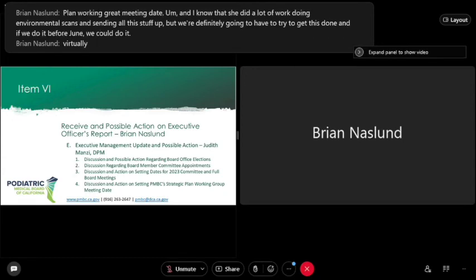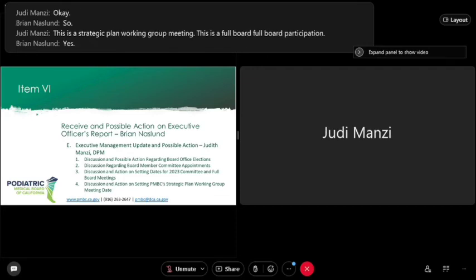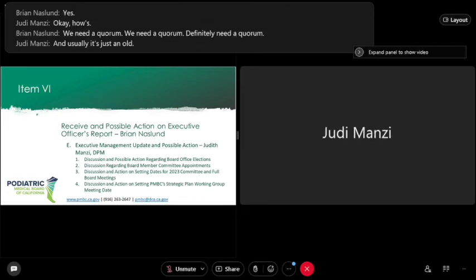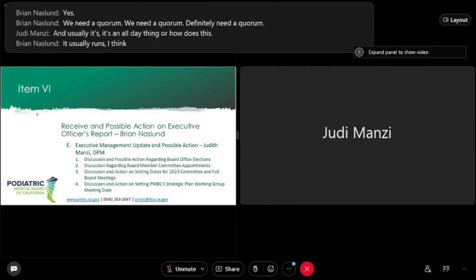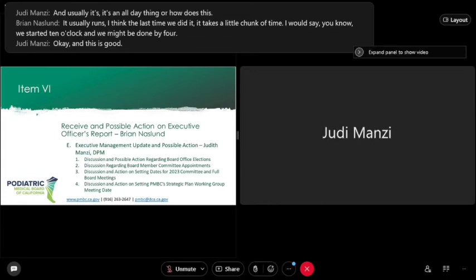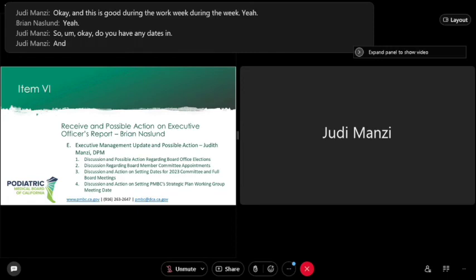Okay. So this is a strategic plan working group meeting. This is a full board action, full board participation? Yes. Okay. We need a quorum. Definitely need a quorum. And usually, is this an all-day thing, or how does this work? It usually takes a little chunk of time. I would say we start at 10 o'clock and we might be done by 4. Okay. And this is going to be during the work week? During the week, yeah. Okay. Do you have any dates in mind? Do I? Yes.